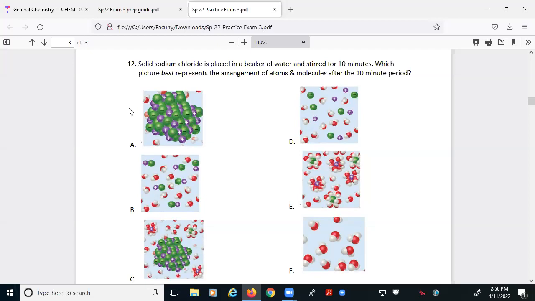Do they just merely separate from the bigger crystal and make smaller ones, like in letter B? Do they completely dissociate and just mix themselves into the water without really interacting with it, like in letter D? Or is water a key component of that dissolving, and the water actually surrounds each one of those ions, like in letter E? And the answer here is E.